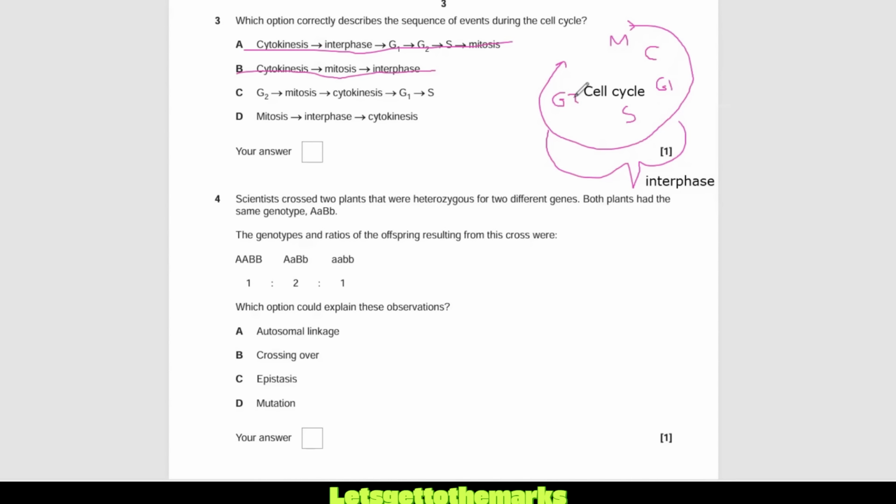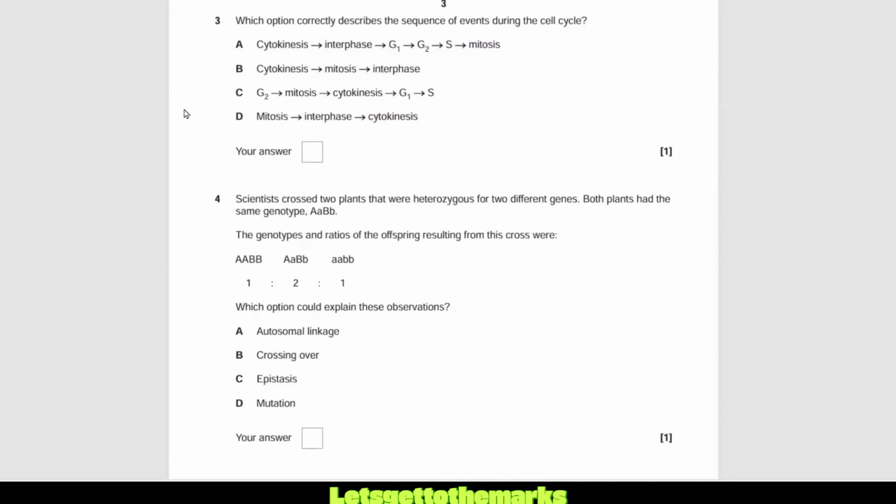And then what about this one? Let's start with G2 here, just in case you're wondering. That there is supposed to be a 2. So G2, mitosis, cytokinesis. Yep, this is going well. G1, then S. That is the correct order. So once you can draw this cycle out, you can't really get this question wrong because you can just check the order off. And the reason why D is wrong: we go mitosis, and it's saying then the interphase, then cytokinesis. No, that's wrong. Cytokinesis comes after mitosis and before the interphase. So this one is wrong. All right, nice one. Let's move on.